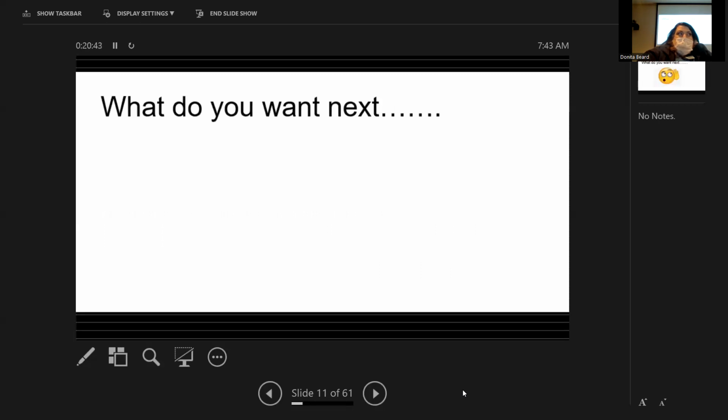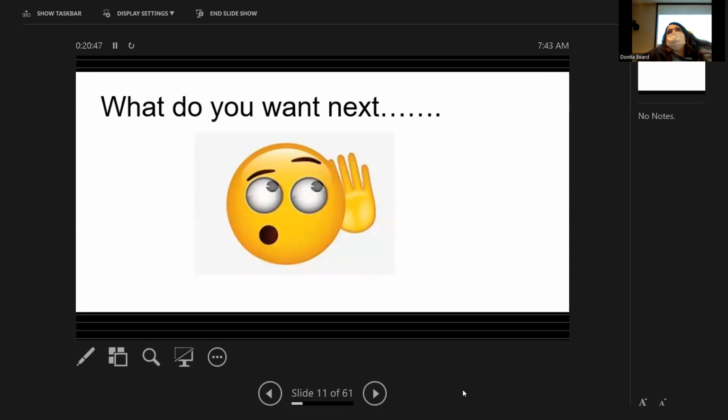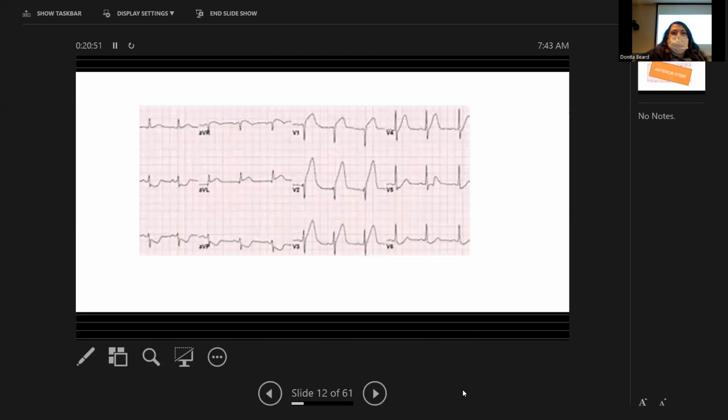So what do you want to know next? Yeah, all cardiologists want to know what the EKG looks like. So this is her EKG. Anybody see anything wrong? What?